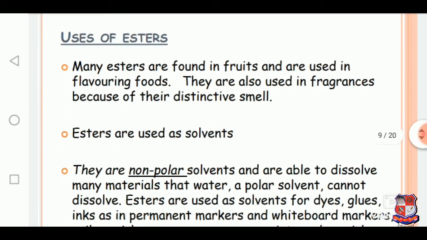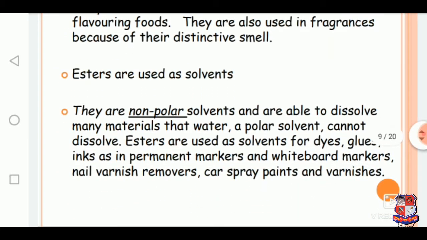So uses of esters. Many esters are found in fruits and are used in flavoring foods. They are also used in fragrances because of their distinct smell. Esters are used as solvents. They are non-polar solvents and are able to dissolve many materials that water, a polar solvent, cannot dissolve. Esters are used as solvents for dyes, glues, inks, as in permanent markers and whiteboard markers, nail varnish removers, and car sprays, paints, and varnishes.